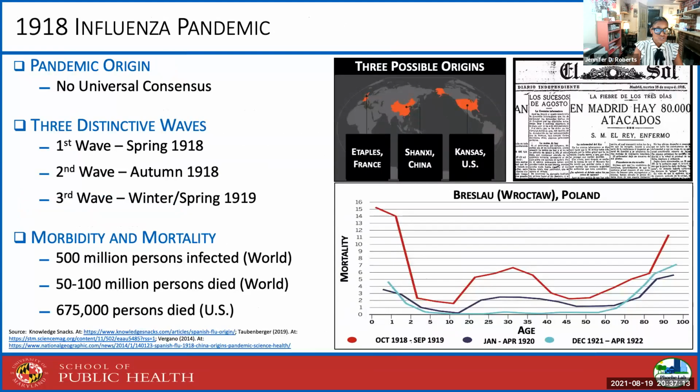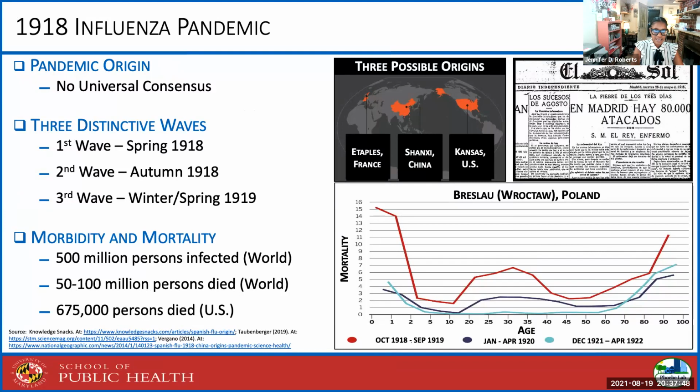So shortly after the first wave of the Great Migration picked up momentum, and in the midst of World War I, you have the 1918 influenza pandemic that broke out. There's no universal consensus regarding where the virus originated, but for decades, scientists have debated that it started either in France or China or even in the American Midwest. But what is definitely known is that there were three distinctive waves and arguably a fourth wave that was localized in the New York City area.